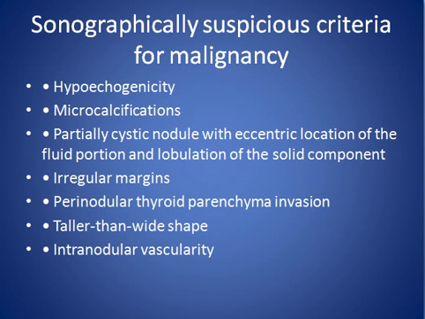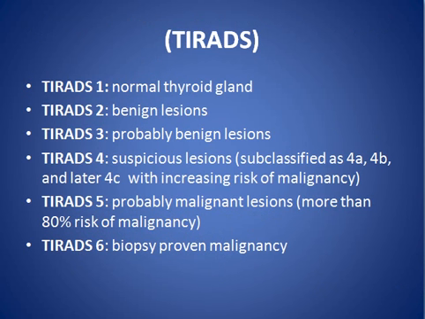Sonographic suspicious criteria for malignancy. We consider these suspicious criteria for malignancy: hypoechogenicity, microcalcification, partially cystic nodule with eccentric location of the fluid portion and lobulation of the solid component, irregular margin, perinodular thyroid parenchymal infiltration, taller than wide, intranodular vascularity, associated lymphadenopathy. TIRADS is classified as follows.